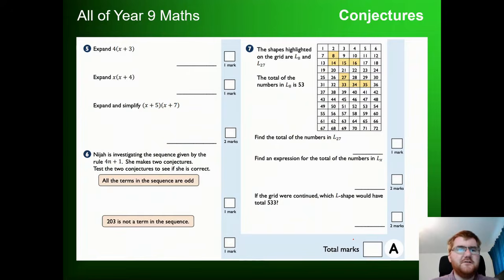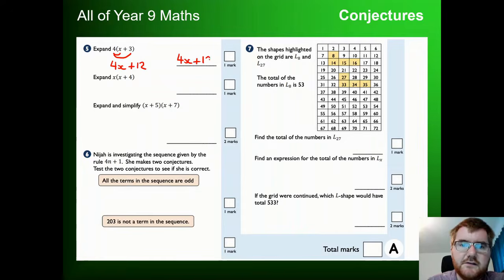On to question 5. So we've got some expanding brackets. Interesting place to put this in, but why not? So remember to use the hook. So I always draw in my hook just to remind myself of what to do. 4 times x, that's equal to 4x. Remember to multiply here. So 4 times 3, well, that's equal to 12. So this will be 4x plus 12.